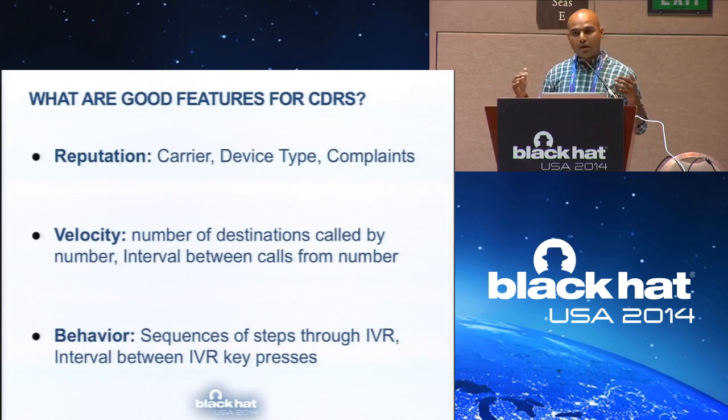Velocity basically captures trends in the way the number behaves over a long period of time. Some of those velocity features are the ones that we talked about when I showed the graph. It's like how many destinations has that source number called. In addition, there are also timing features we can take into account. For example, what is the average interval between calls from the same number.